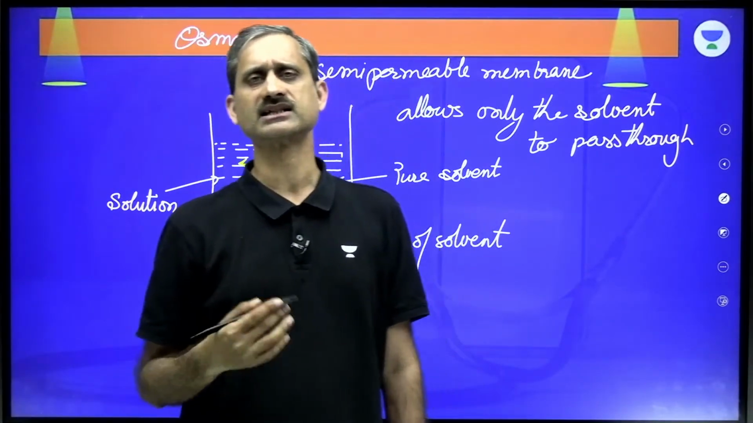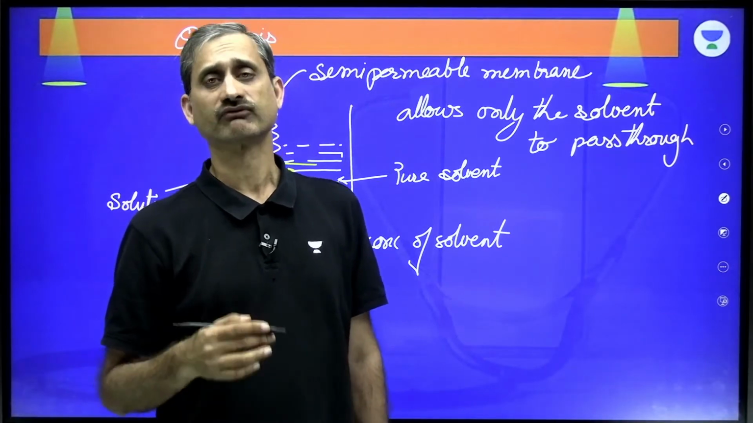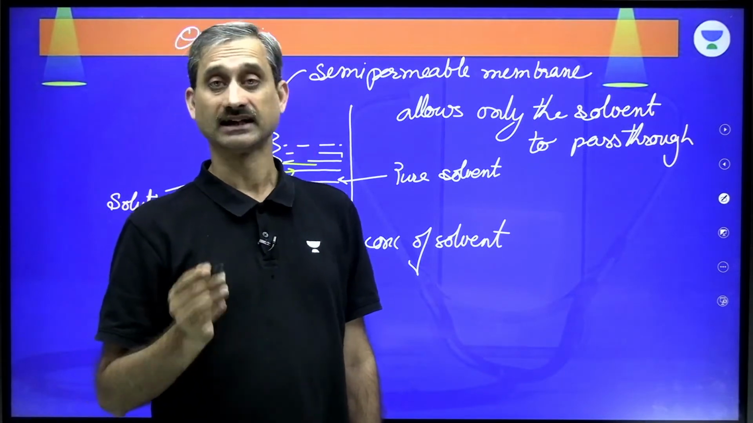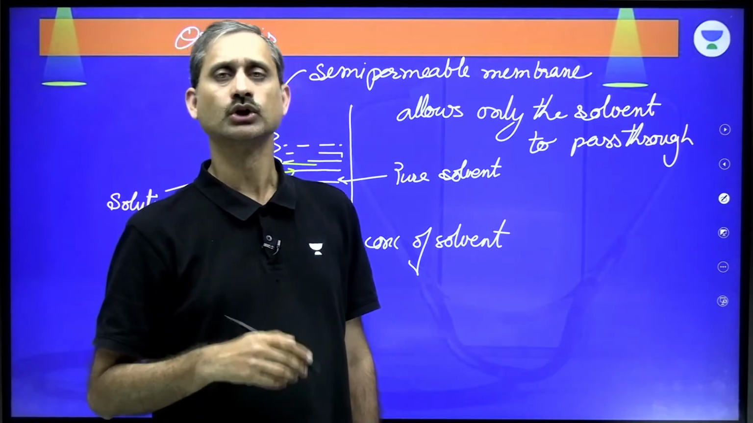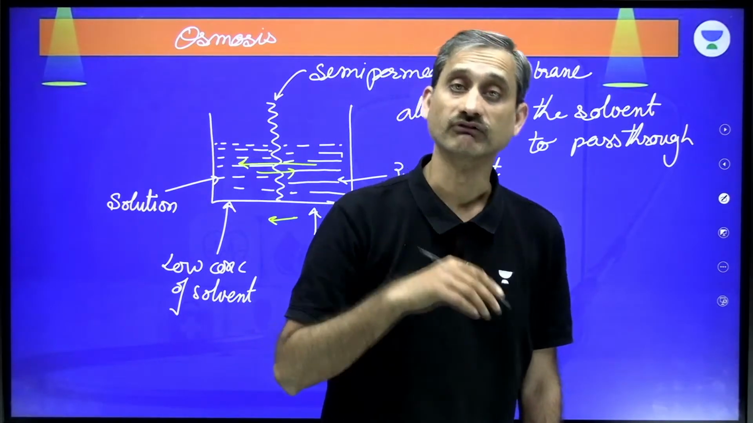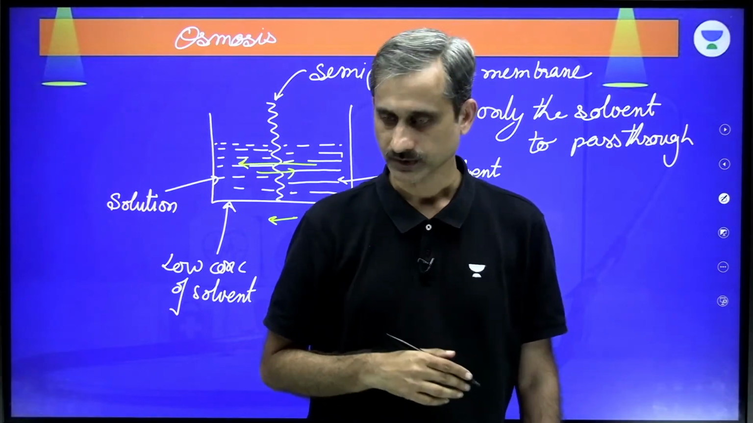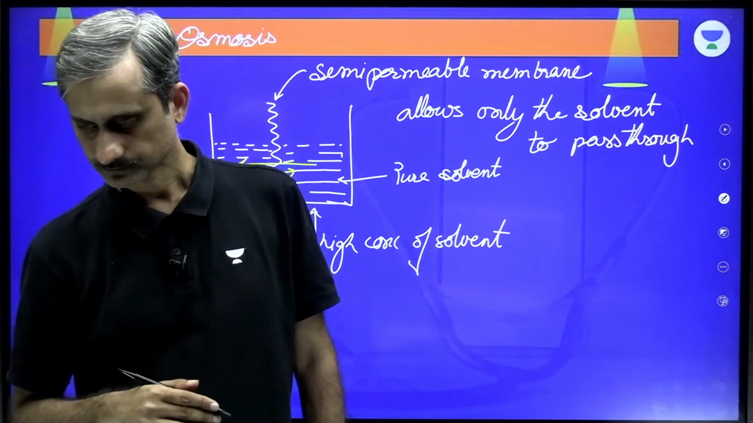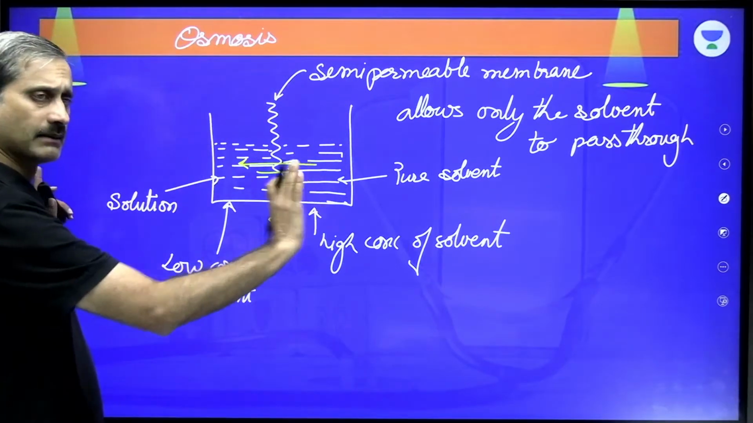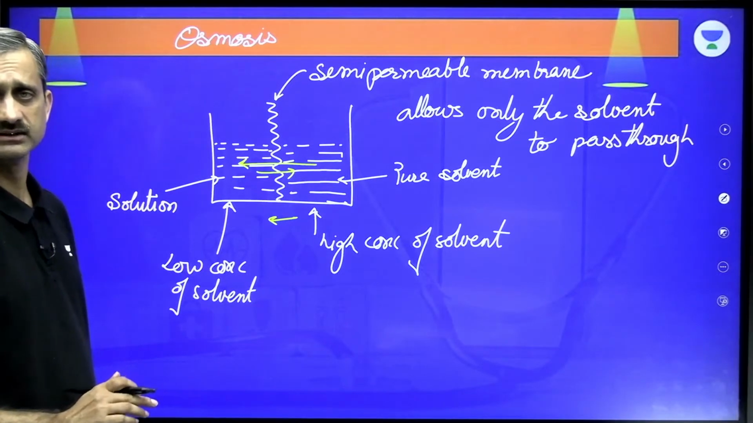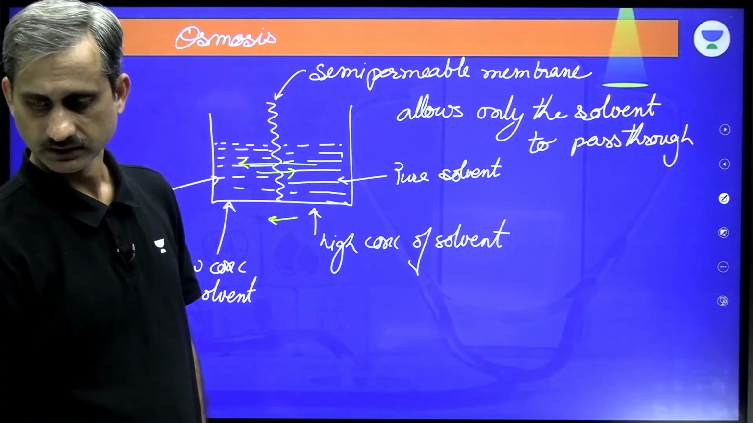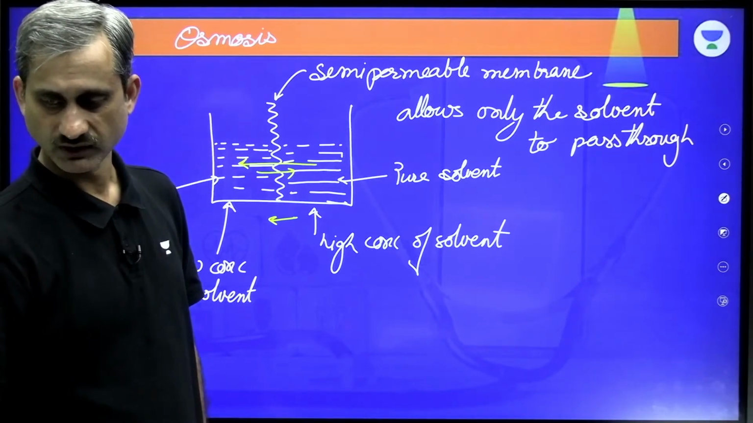And if we have both the sides as solutions, then in that case it's going to be from a dilute solution, that is a lower concentrated solution, that is a higher concentration of the solvent, to the higher concentrated solution, or lower concentration of the solvent. Is this clear? Am I clear about the movement? So that is what we have as the solution. Is it clear, Prerna? Are you clear about what is the direction of osmosis?